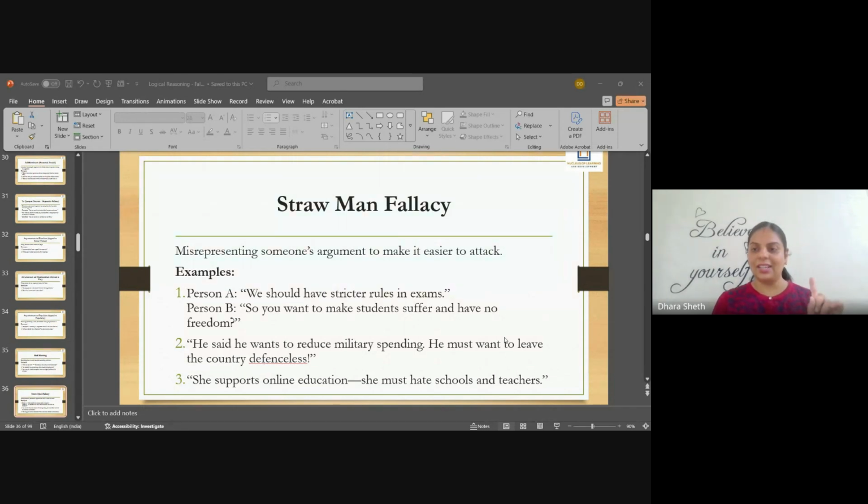It's not a personal attack. Okay, you are not attacking that person as a person, saying that you are bad. What you are talking about is taking the argument in such a direction that it becomes easier to further attack that person. Clear? Okay.